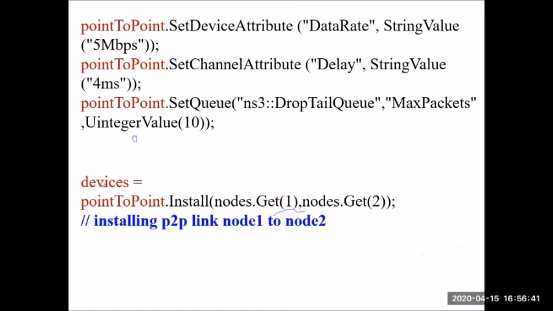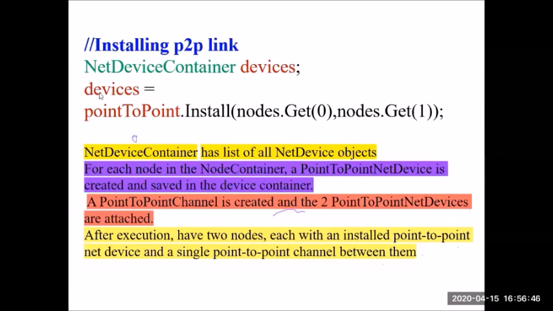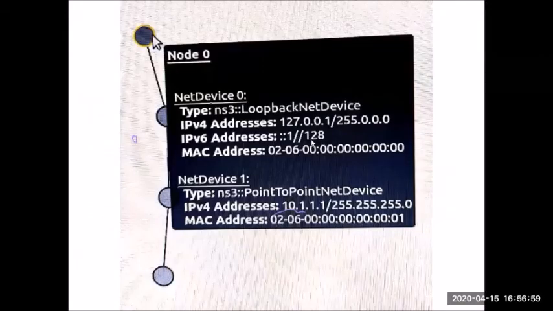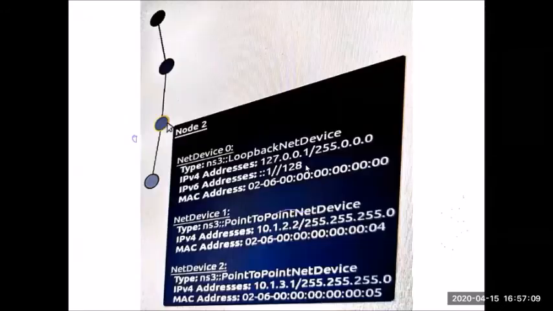What I'm going to do next, I'll repeat the same statement which I used here. What is that? Devices is equal to point-to-point dot install, and that point-to-point link was installed between nodes 0 and 1. Next, I'll install the same thing between nodes 1 and 2. You can see point-to-point dot install, where I'm going to install the point-to-point link between nodes 1 and 2. So this one, this link.